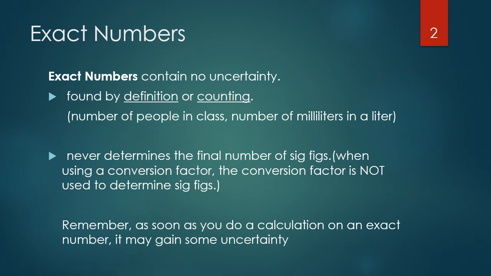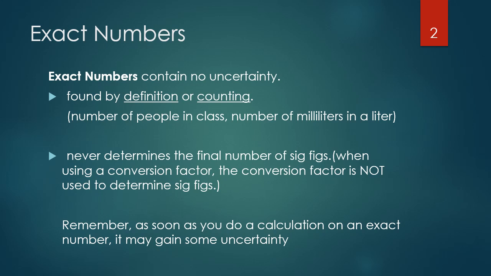Let's talk a minute about exact numbers. So that conversion factor that I showed you a moment ago, going from kilometers to miles, that's an exact number. It's a number that contains no uncertainty. It is found by definition. So I found that conversion factor going from kilometers to miles in a table of conversion factors. It was defined that way, so that's how I know it's an exact number.